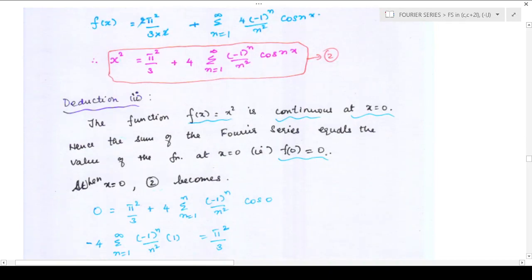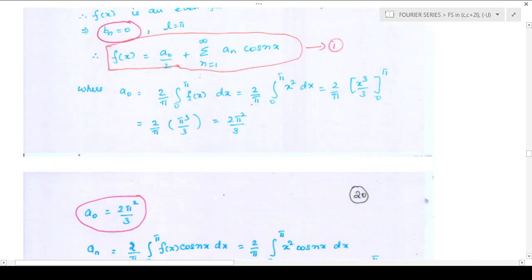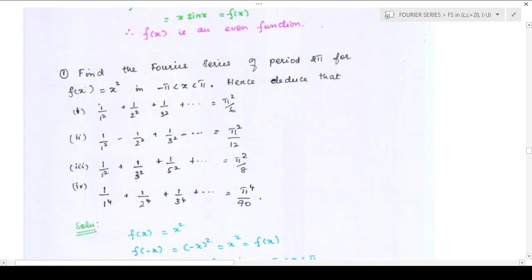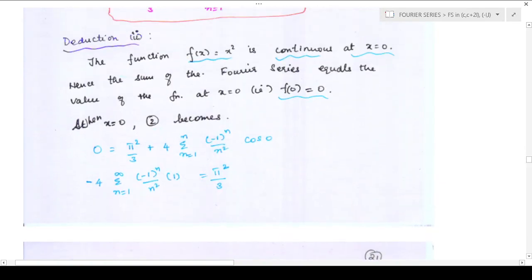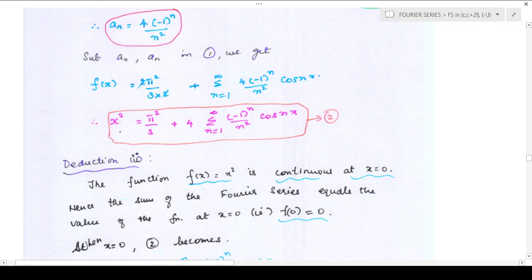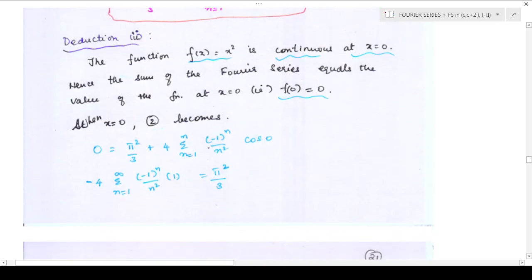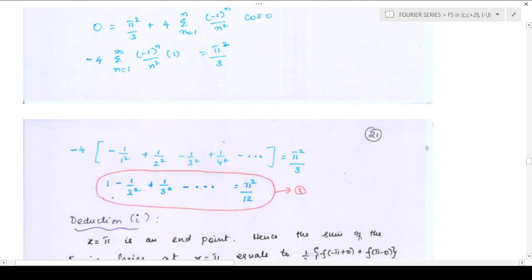So the sum of the Fourier series converges to the value of the function at x equal to 0, that is f of 0. So f of 0 is 0 square, which is 0. So left hand side is 0 at x equal to 0. You substitute x equal to 0 on both sides. Left hand side is 0. Cos 0 is 1. You will be getting like this. Apply n equal to 1, 2, 3, and so on, you will be getting like this. If you simplify, you will get the second deduction part.